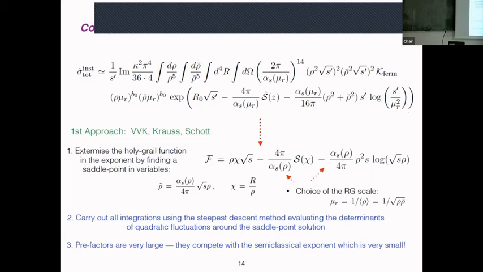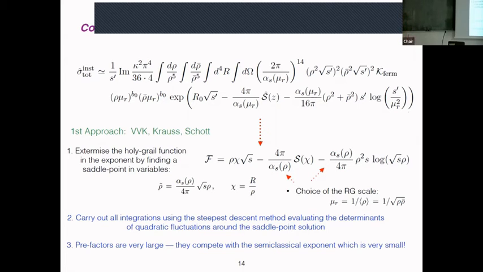Alternatively, you could say, well, this is a saddle point approximation. Why shouldn't I just compute the whole integral numerically? After all, this is not a particularly terrible integral, right? It's a multiple integral over all of these parameters. And that is what we've done in the second paper, where this integral is carried out numerically.